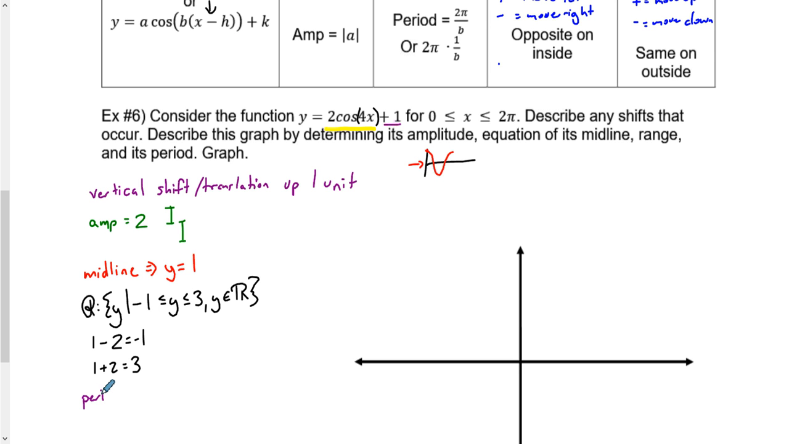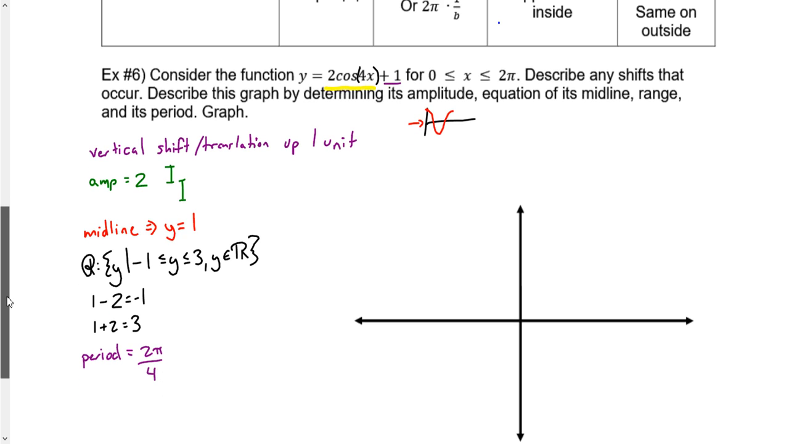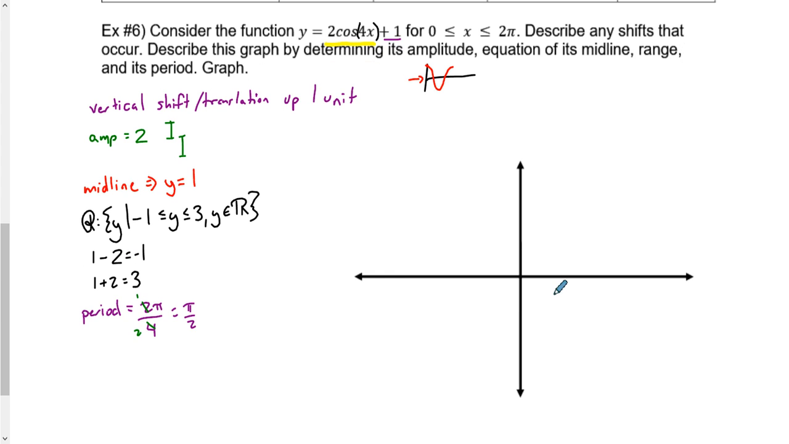Last thing that we need to identify is our period. And our period here is normally 2 pi, but it's affected by whatever our b value is. In this case, it's 4. If we reduce it, it's half a pi, because 2 and 4 reduce to be 1 and 2. Now we can do some sketching here. So the normal period is 2 pi, and this one, it's half a pi.